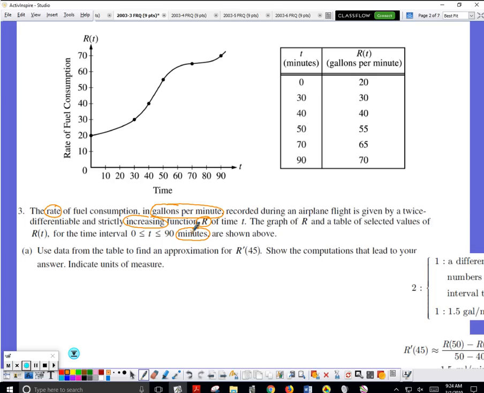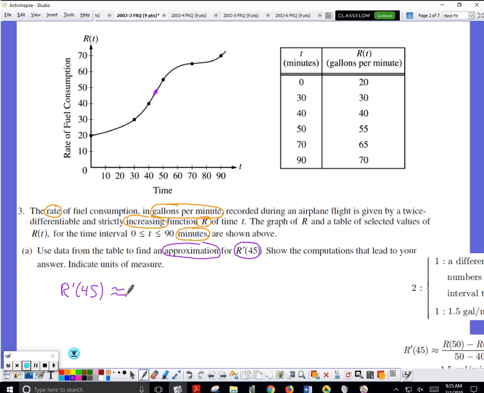Cool. Use data from the table to find an approximation for R prime of 45. So this is R. 45 would be right here. R prime means the slope right there. So we're trying to approximate that tangent slope.